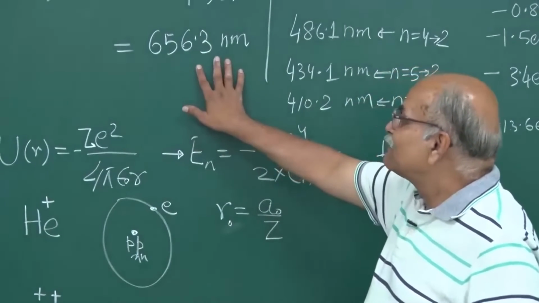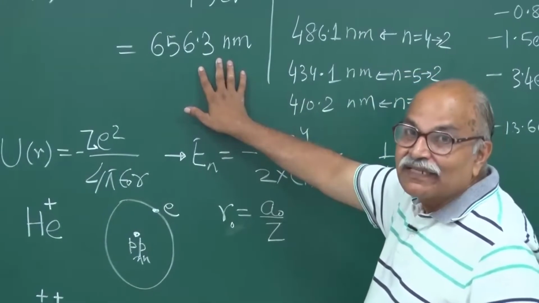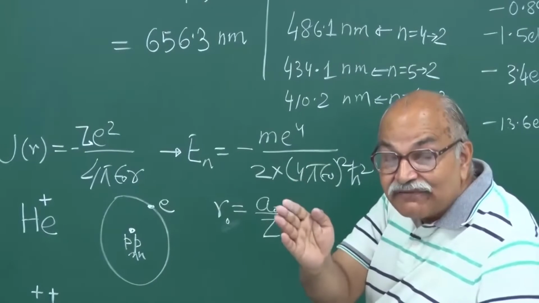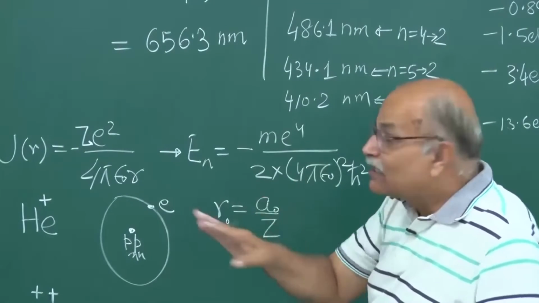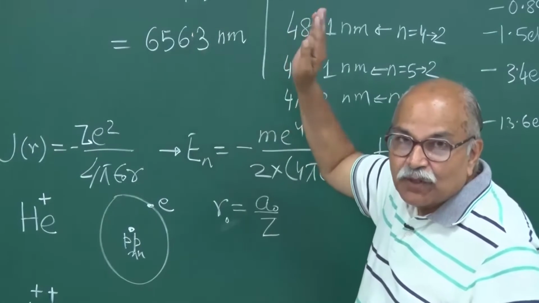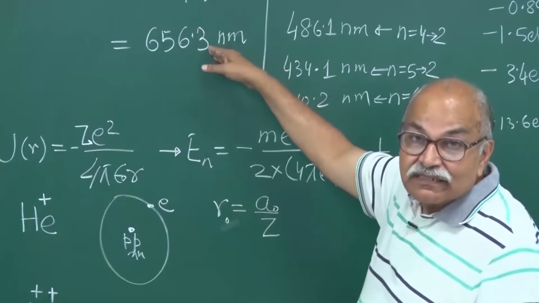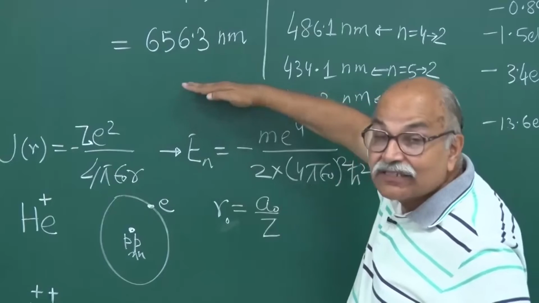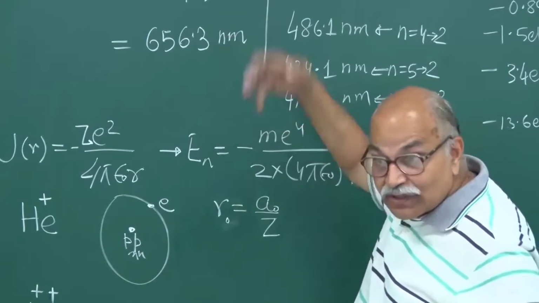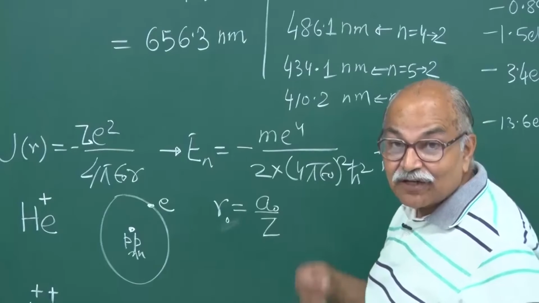This line, 656.3 nanometer, is not one line. Very close to this wavelength you have splitting. You have several wavelengths very close to this. The difference is something like 0.01 nanometers, but there are discrete, more than one, lines there. And that is not understood by those circular orbits.